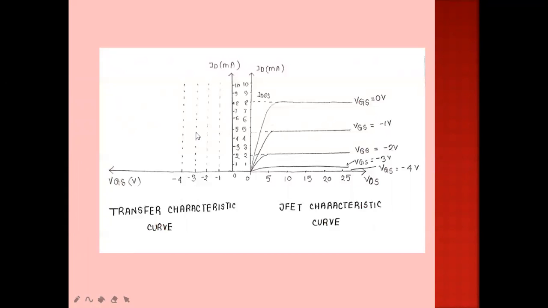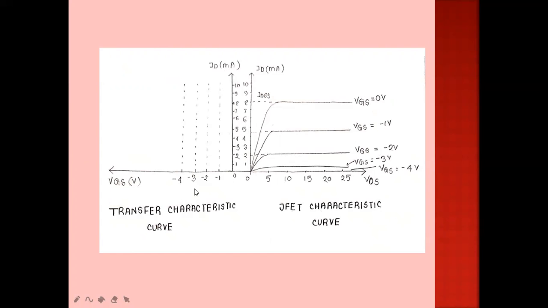After that, this is the JFET characteristics curve. From this characteristics curve, we can get the transfer characteristics curve. The JFET characteristics curve is the VDS versus ID curve, and the JFET transfer characteristics curve is the VGS versus ID curve. In the characteristics curve, we can see there are different values of ID for different values of VGS.